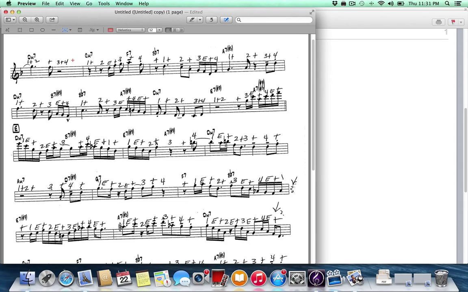This is 1 and correct, that's 2, but this is not E and, this is 2 and. So this here should be and. Okay? So, let me move that. 1 and 2 and. This is 3 and, but it's also 4. This is and 4. Okay, so we need a number 4 there.